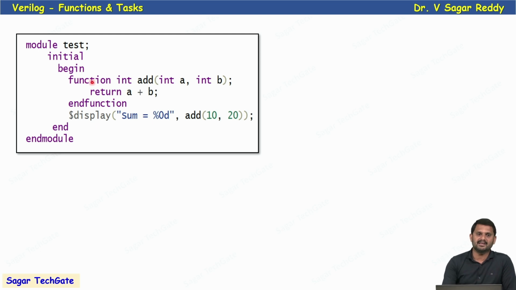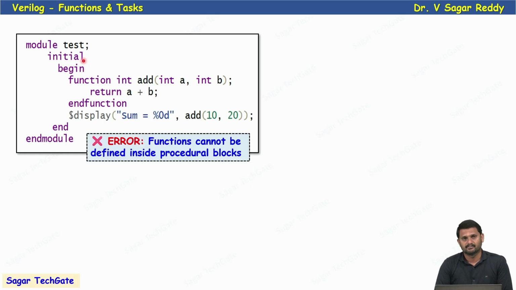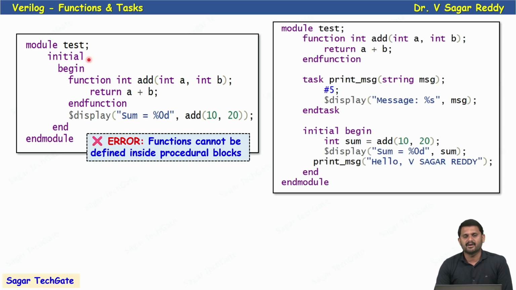But here, if we see where I define this function, I add the function definition inside the initial. Actually, a function cannot be defined inside the procedural block, so you'll get an error. Functions cannot be defined inside the procedural block. In the same way, we see another example here.